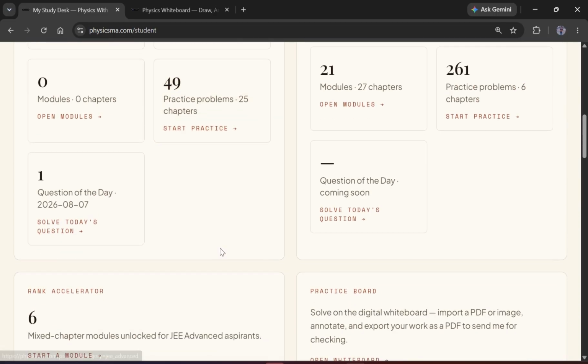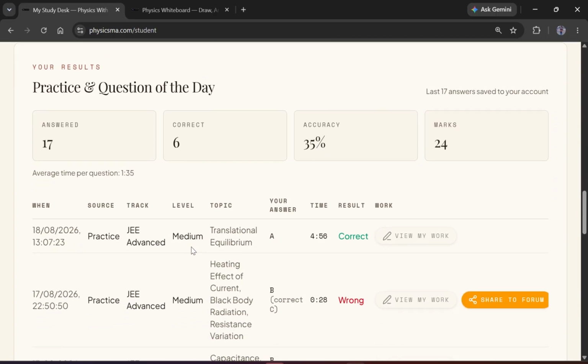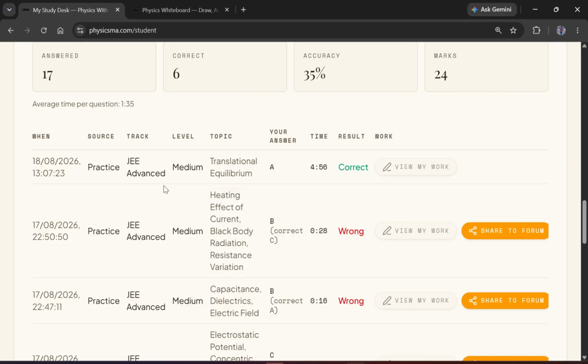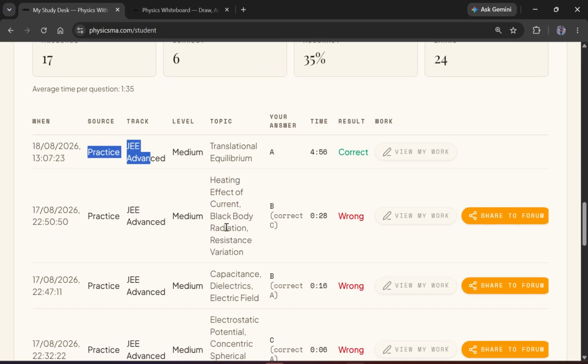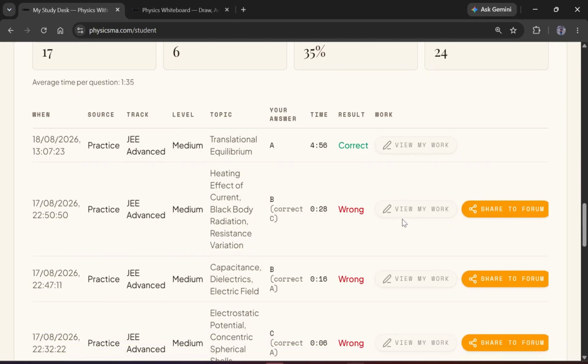Very important one. Then here your result will be shown like this. This is my personal account, I'm just testing this. All your result is going to be shown. Look at this, all your result. Here, this is view my work. You can view your work also. For example, this is wrong, so you can view your work. Whatever you are writing on the whiteboard, you can see here. Right now there is nothing to be shown because no work was there.